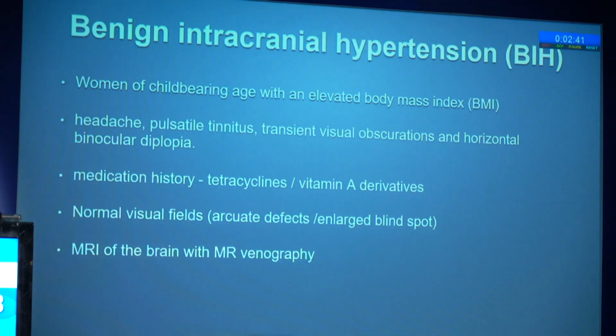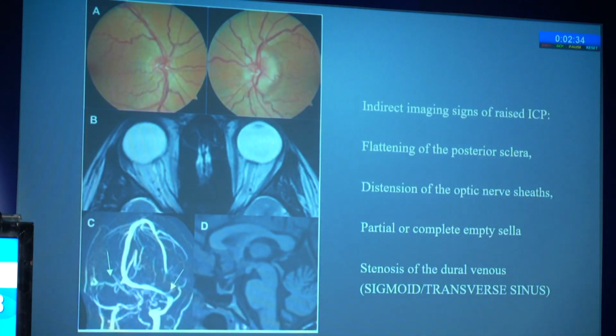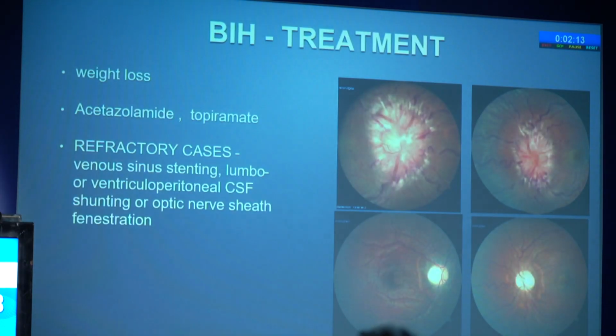You have to order an MRI with MR venogram, that is most common for a patient who has bilateral disc edema. It is important because the MRI will pick up the signs of raised ICP, that is flattening of the posterior sclera, distension of the optic nerve sheath, and partially or completely empty sella. MR venogram should be done because it picks up venous sinus thrombosis in most of the cases even if the ICP is not raised. So treatment is weight loss and giving acetazolamide to these patients, and it does resolve over time.